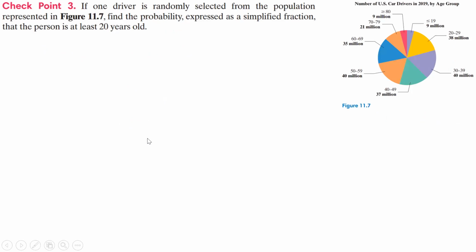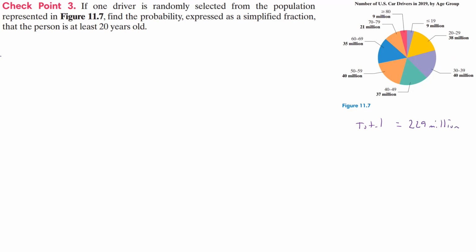All right, let's look at another one. So if one driver is randomly selected from the population represented here in this figure, find the probability expressed as a simplified fraction that the person is at least 20 years old. All right, so I'm going to have to go around and add all of these numbers together to find out the total. And so the total is going to be equal to what? Well, that's going to be equal to 229 million people.